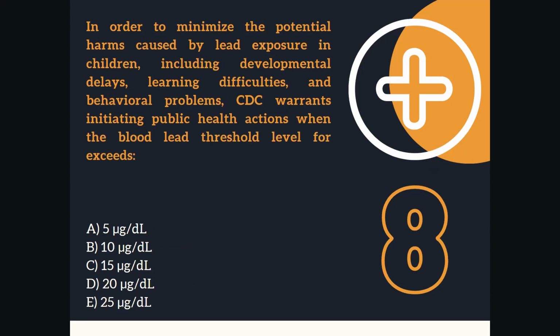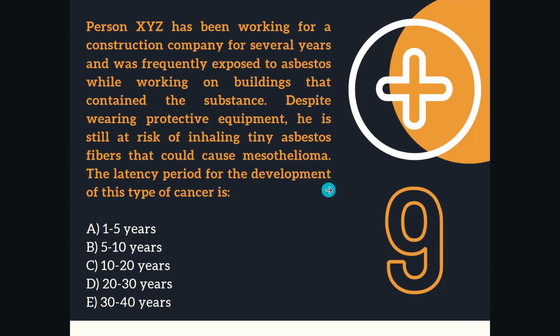In order to minimize the potential harms caused by lead exposure in children, including developmental delays, learning difficulties, and behavioral problems, CDC warrants initiating public health actions when the blood lead threshold level for children exceeds A, 5 micrograms per deciliter, B, 10 micrograms per deciliter, C, 15 micrograms per deciliter, D, 20 micrograms per deciliter, and E, 25 micrograms per deciliter. Yes, the answer is B, as it was shown in the figure.